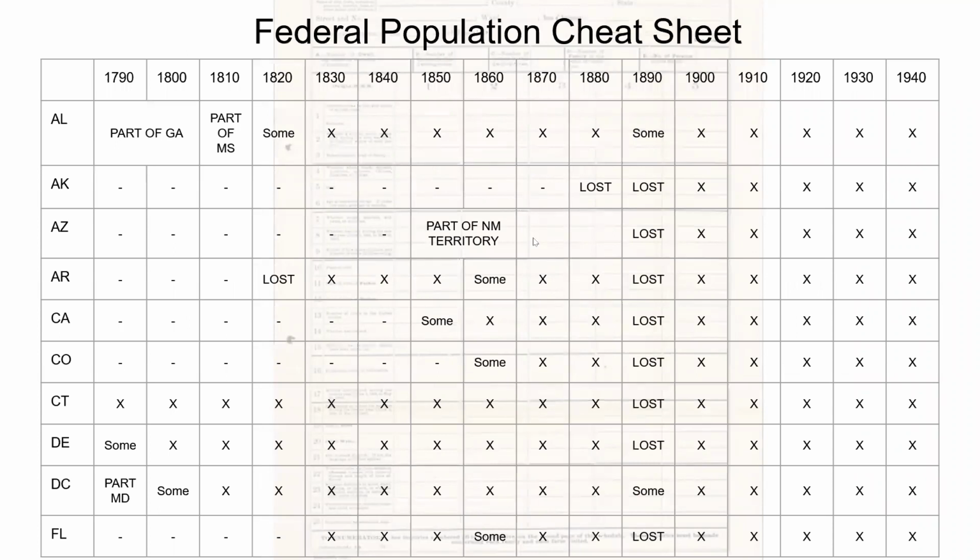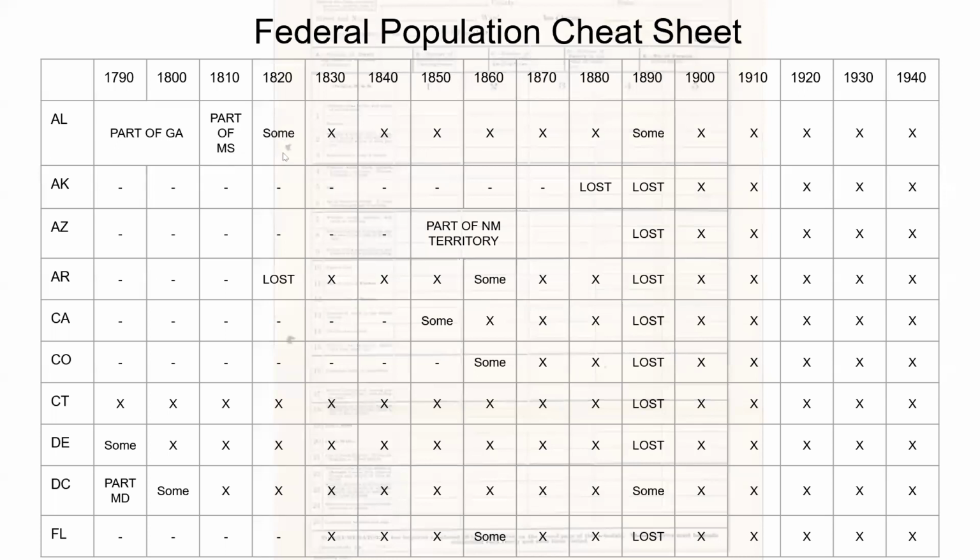Federal population cheat sheet, I did this kind of the same thing. Let's run through one of these for an example. So Alabama, the first 2 years, it was part of Georgia. So you're not going to find an Alabama population schedule for 1790 and 1800. You'd have to look in Georgia. In 1810, they were listed as part of Mississippi. Again, you're not going to find Alabama, so you need to go to Mississippi.